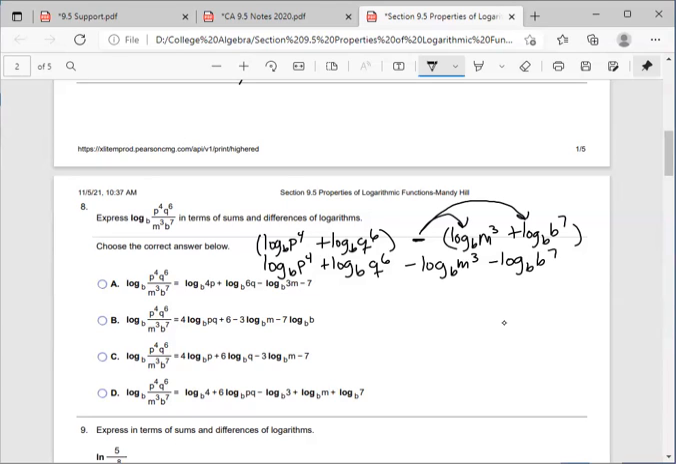So I've distributed that negative to both of these things, but other than that, I got rid of the parentheses. I need to get these powers in the front too. So that would be a 4 log base B of P. 6 would come in the front: 6 log base B of Q. The 3 would be minus 3 log base B of M. 7 minus 7 log base B of B.